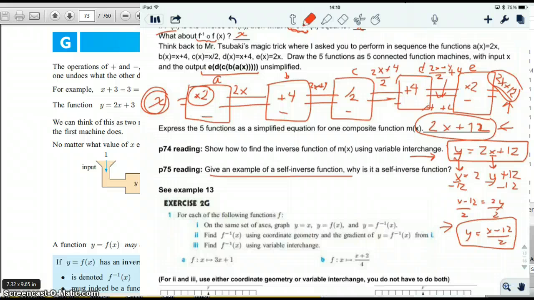Give an example of a self-inverse function. Why is it a self-inverse function?